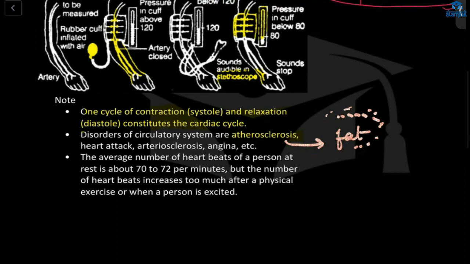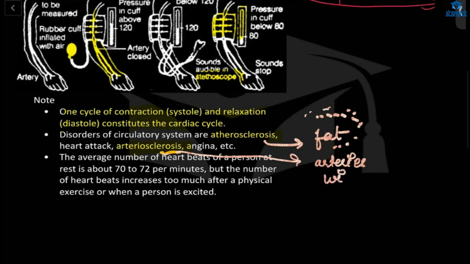In a heart attack, what will happen? When the heart stops beating, yes, that is a heart attack. And arteriosclerosis, what will happen in this case? The arteries will harden, so normal blood flow will not happen.